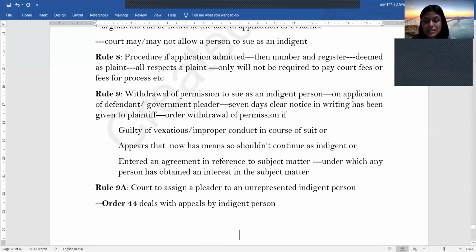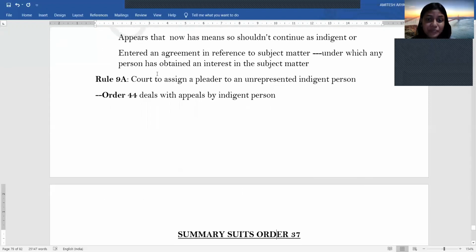Now, rule number 9 says that obviously it does not mean that just because permission has been given to you to sue as an indigent, it can continue forever. On application of the defendant or the government pleader, with 7 days' clear notice also given to you, withdrawal of such permission can be done if you have shown vexatious or improper conduct during the course of the suit. It may appear that you now actually have enough means and do not need to continue as an indigent, or you have entered into an agreement with respect to the subject matter where another person has obtained an interest.